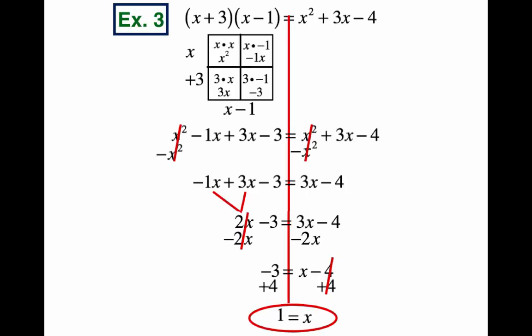Again, look how nice and neat our work is. Zoom out, look at the whole thing. It's pretty dang organized. We're lined down the middle and we're going step by step by step. Okay, your turn. You get to try one. Here is your problem. 4 take away 2 parenthesis x plus 1 equals 10. Go ahead and hit the pause button and solve for x. Good luck.